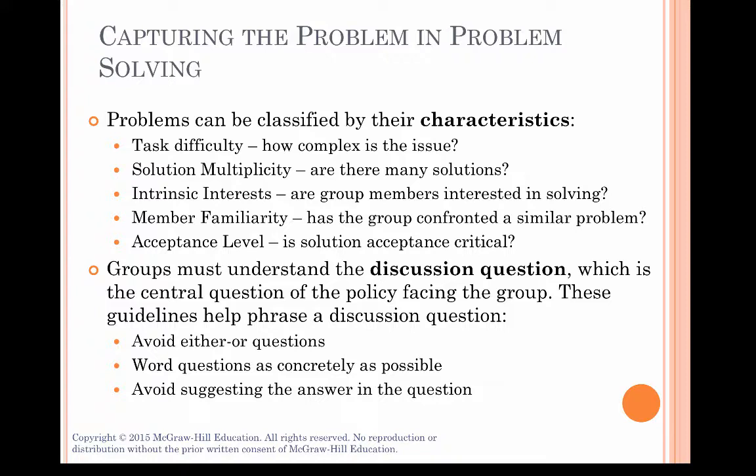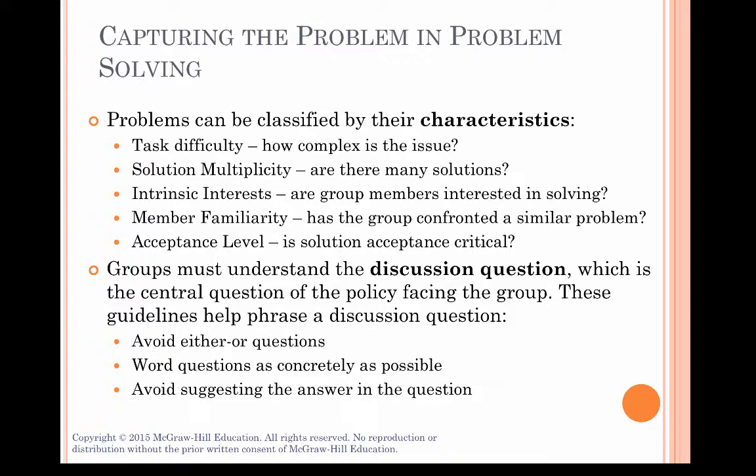Acceptance level. This has to do with the solution you come up with. Is it critical that it be accepted by whoever's in charge, or the people who it will affect, or are you just making recommendations, or is the solution not that big a deal? These are very important things to know about the problem, and your group needs to discuss them and come to a deeper understanding of what the group's task is about this topic.